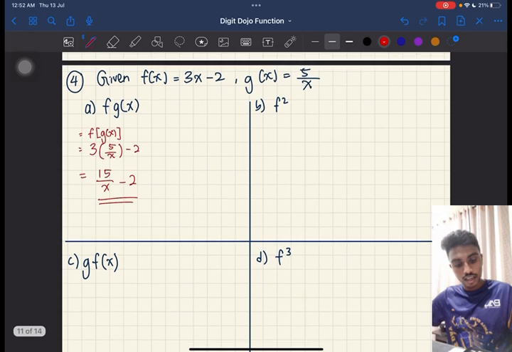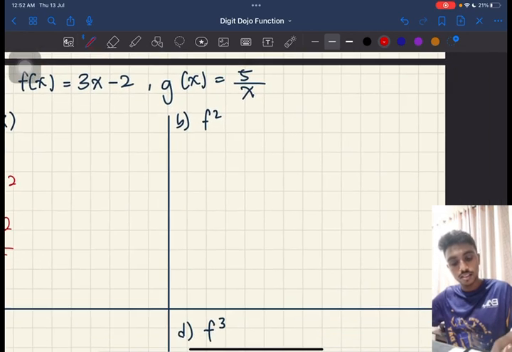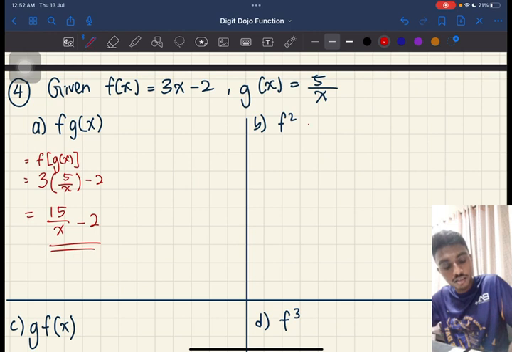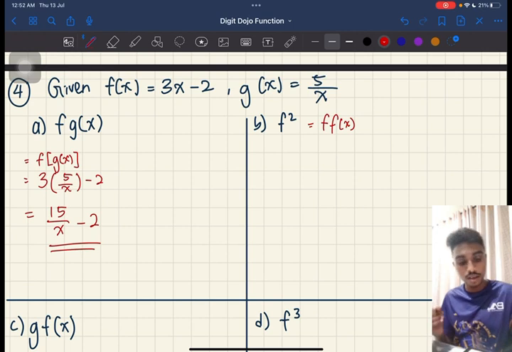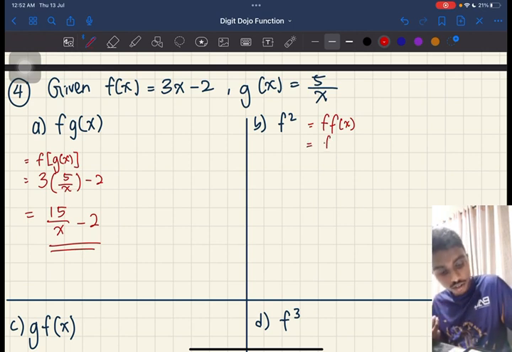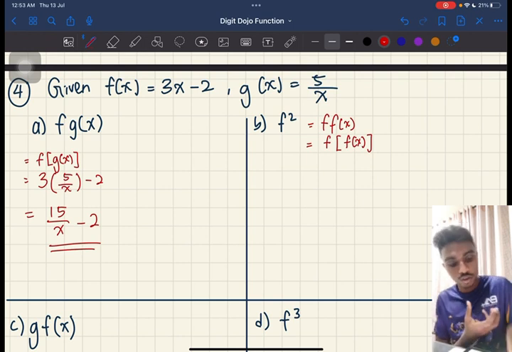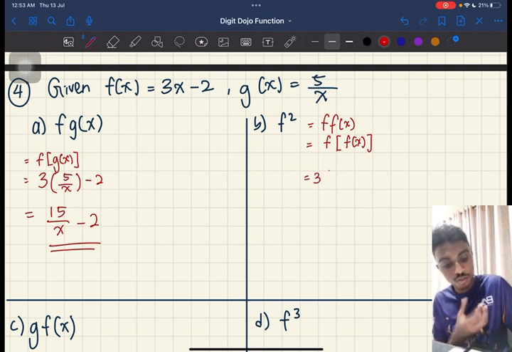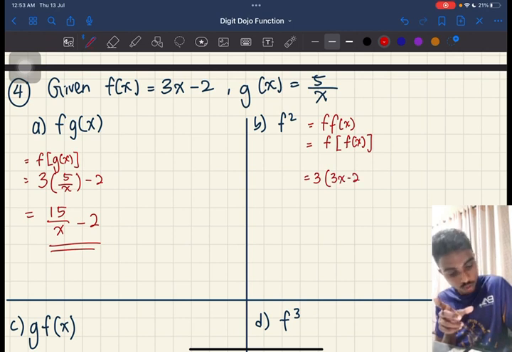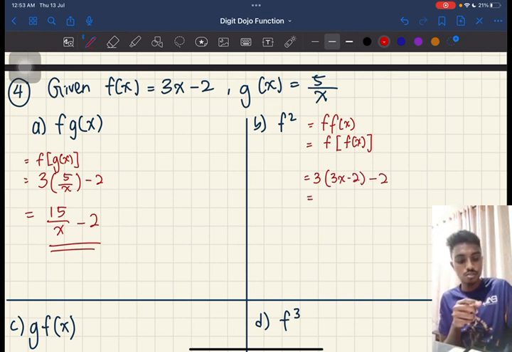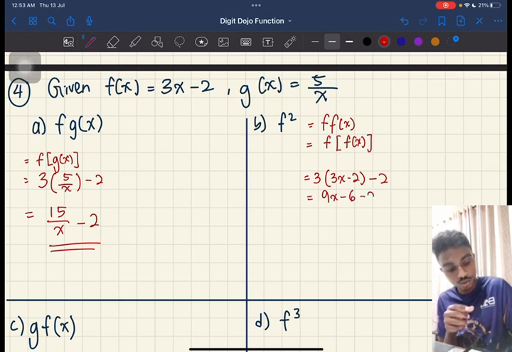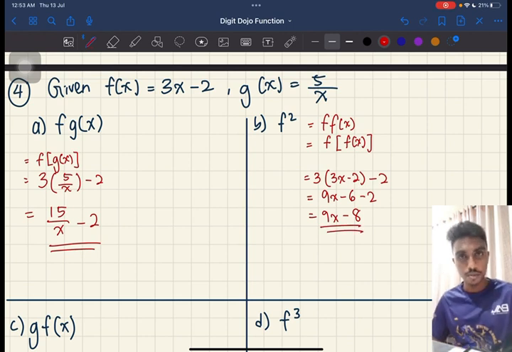Next, f square. This is a bit interesting. f square means f of fx, which means you write your f and substitute your fx inside your fx. What's your fx? 3x minus 2. So 3, the place you got x, write 3x minus 2, minus 2, which gives you 9x minus 6 minus 2, which is 9x minus 8. This is your f square.